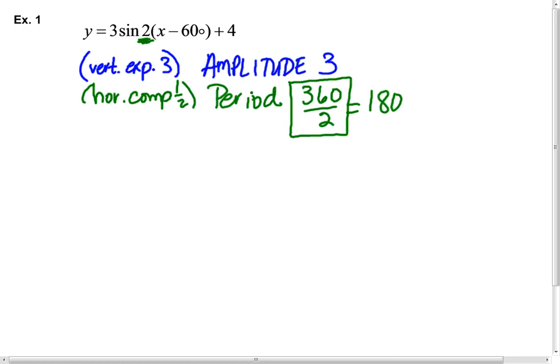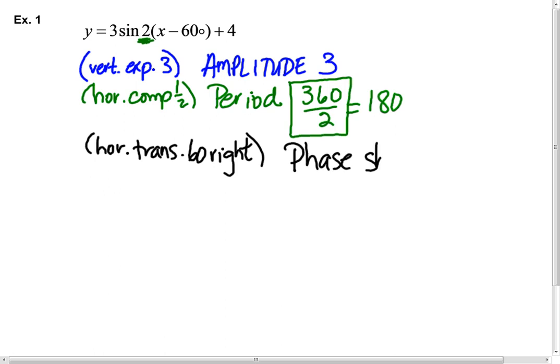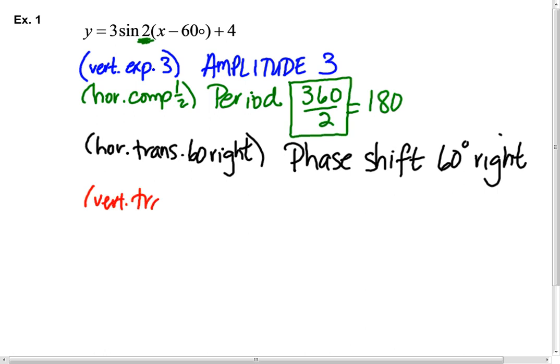The next two, the 60 degrees. It's a horizontal translation, 60 right, and we will call that a phase shift, 60 right. And last is plus 4, vertical translation, up 4. This is a displacement, and we would often say vertical displacement. Displacement is 4.